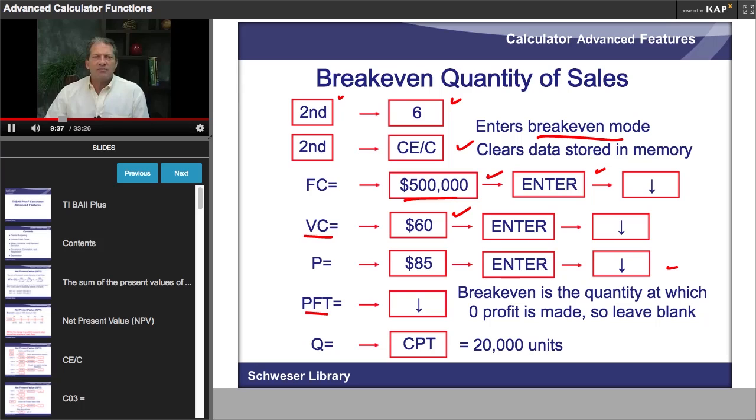You get to profit. We'll scroll by that. Since we're not using it right now, scroll down to quantity and compute and get 20,000 units. That says in order to just break even on an operating basis, we need to sell 20,000 units. That $25 unit difference between the price and the variable costs, that's what goes to cover fixed costs. And at 20,000 units, we just generate the $500,000 necessary to cover our total fixed costs.